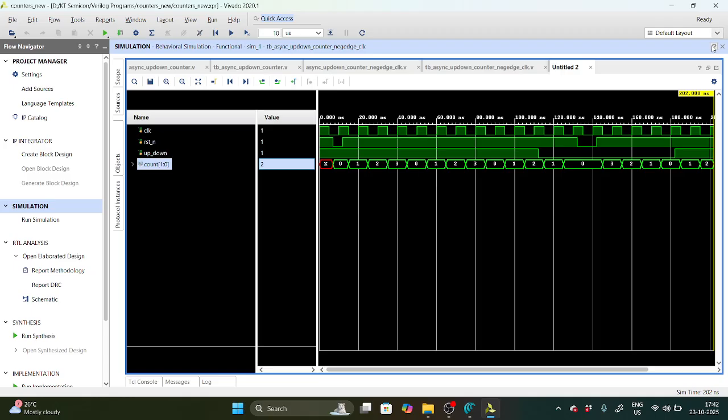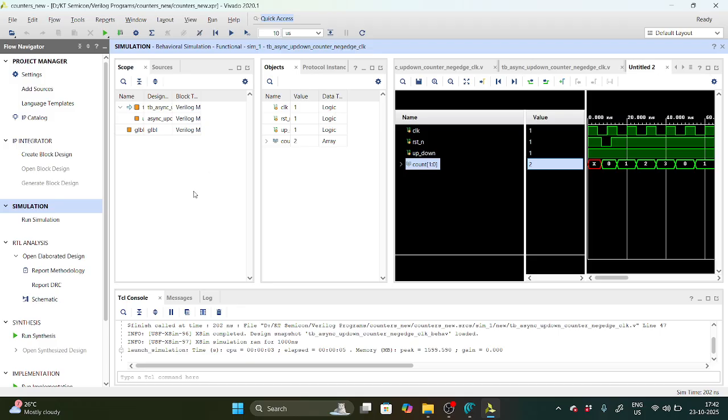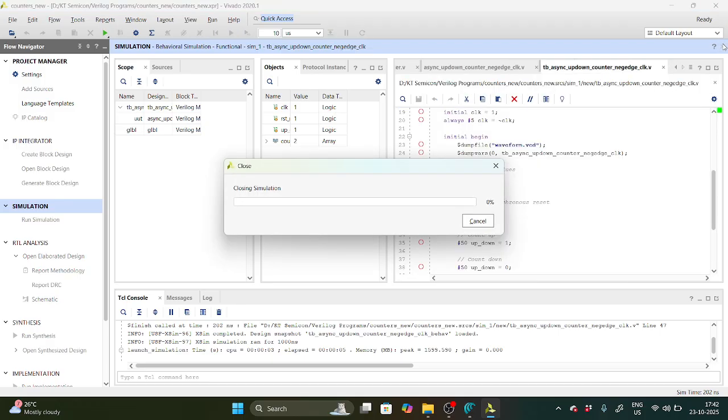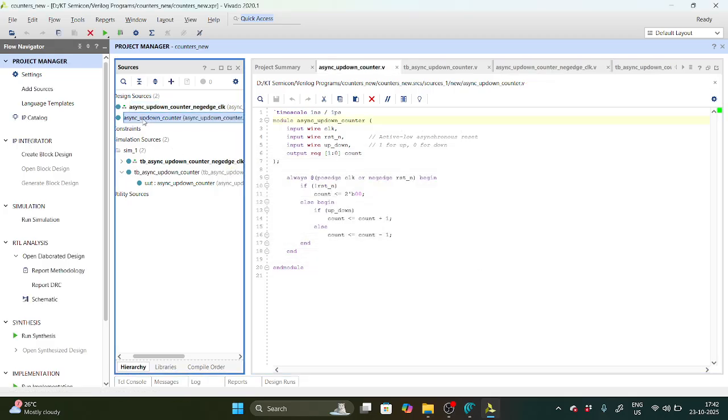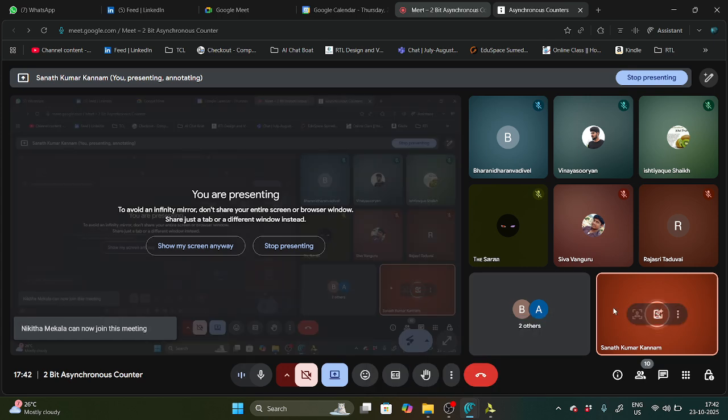So the up-down counter with asynchronous active low reset: one is the positive edge of clock, and the next is the negative edge of clock. This is the asynchronous counter. So this is about today's session.